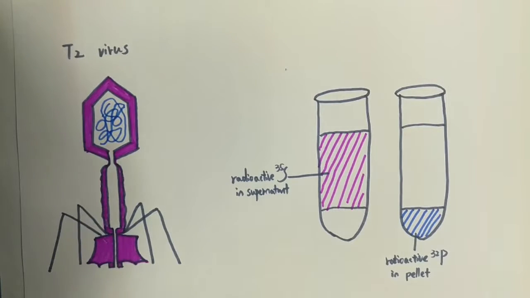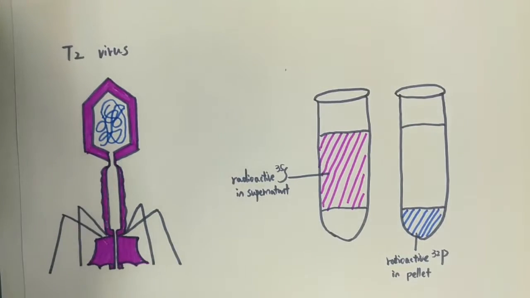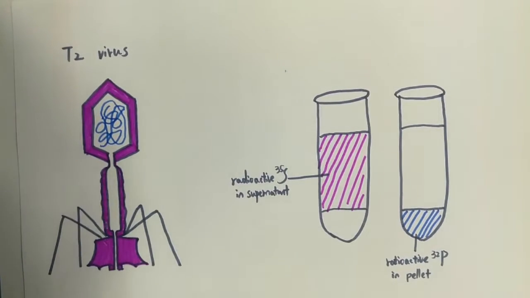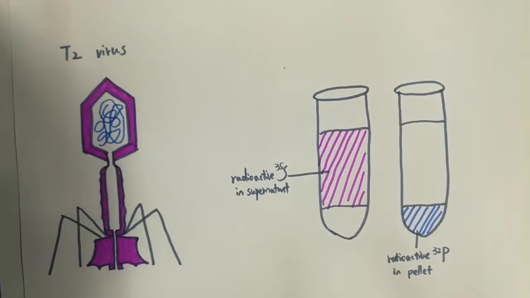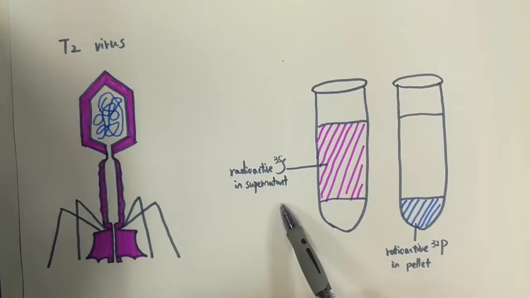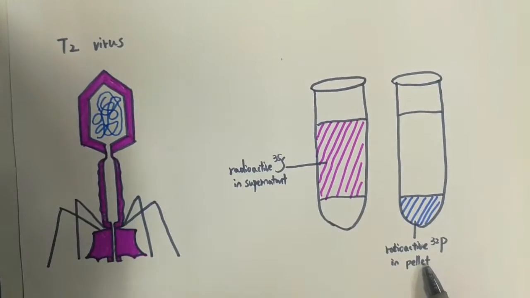After the T2 bacteriophage injected their genetic material into the bacteria, they were centrifuged to concentrate the cells in the pellet, and the non-genetic material of the virus remained in the supernatant. The result is that the radioactive sulfur was found in the supernatant and the radioactive phosphorus was found in the pellet.